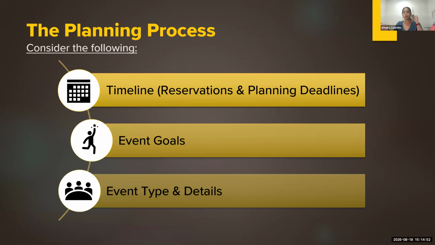Next bit here, we'll get into the planning process and we'll go through in depth each one of these three categories. But if you have any questions while we're going through it, you can stop me and ask. So the first thing is the timeline of when we need your reservation in and the deadlines for all your event details. We'll talk about your event goals, how you're putting your event together, who your audience is, and then the event that you're looking to do and all the details that go into that.